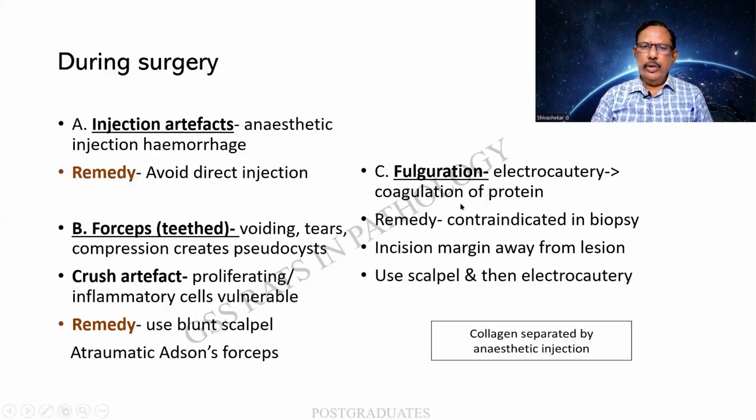Fulguration, electrocautery, which can lead to coagulation of protein. The remedy is it is totally contraindicated in cases of biopsy. In larger tissue, of course, we can't prevent the bleeding, therefore it has to be done. But in small biopsy, that biopsy is the key. Therefore, it has to be done at a margin away from the lesion. Use the scalpel first. You cut it and then the electrocautery, not vice versa.